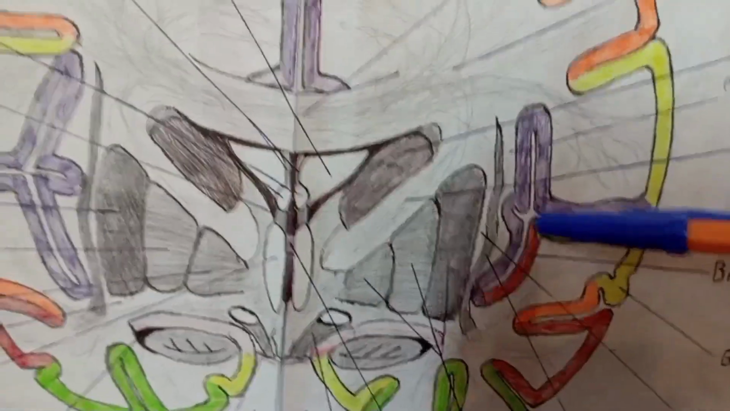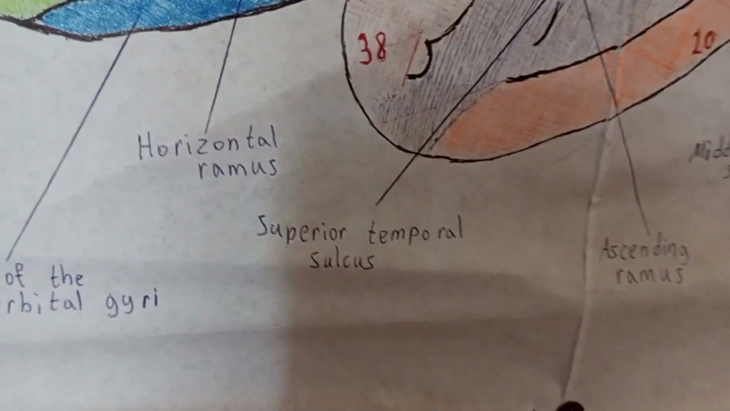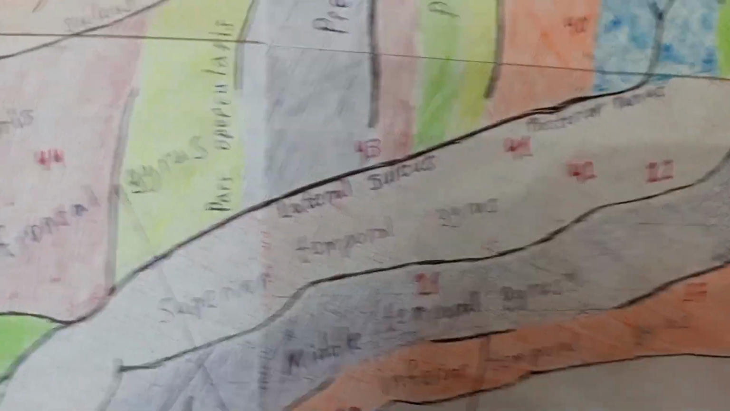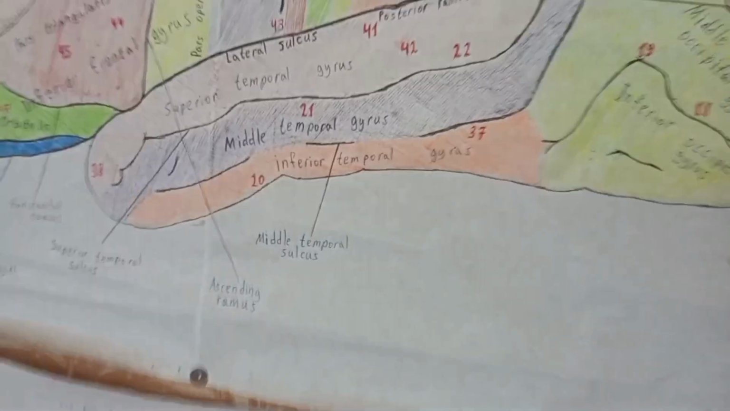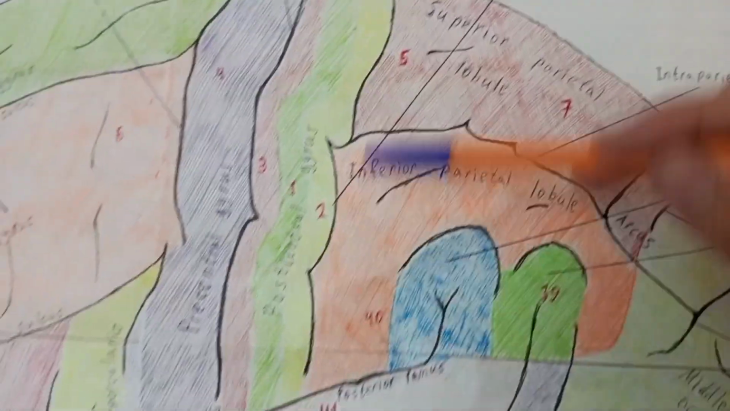And region 43 is responsible for gustatory signals, or gustation, or I should say, this is the primary gustatory cortex. It is responsible for the perception of taste. Well, this is the first part of the parietal cortex.